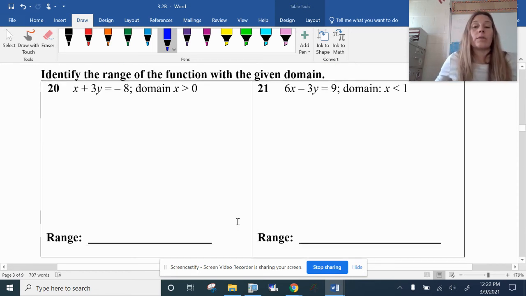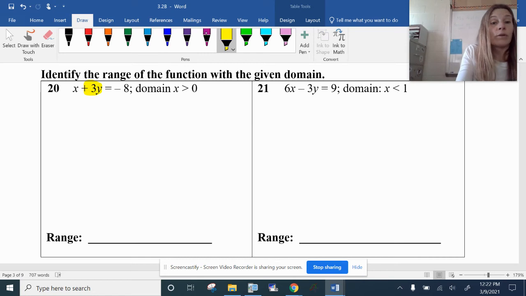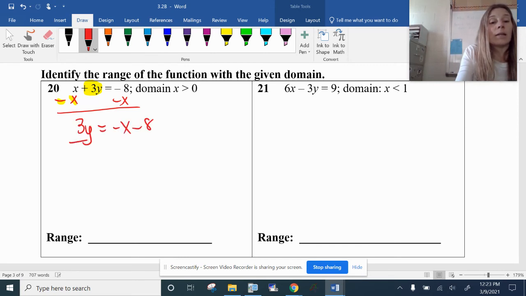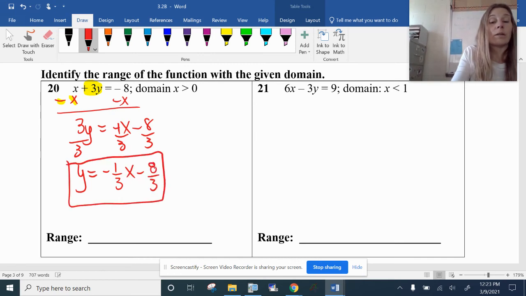Okay, so now in this case, we would be doing it without the graph. So again, it's always easiest to me to get that y by itself. So I would subtract the x. So I have 3y equals negative x minus 8. Divide everything by 3. So I have y equals negative 1/3 x minus 8/3. Not excited about these fractions, but it is what it is.